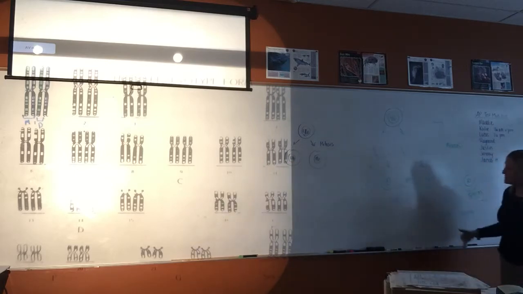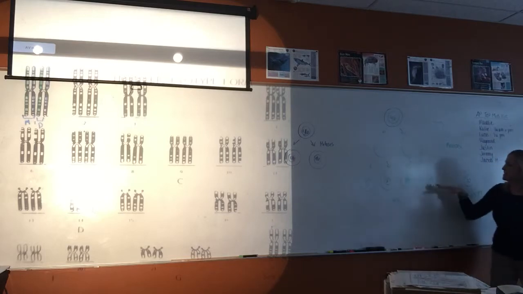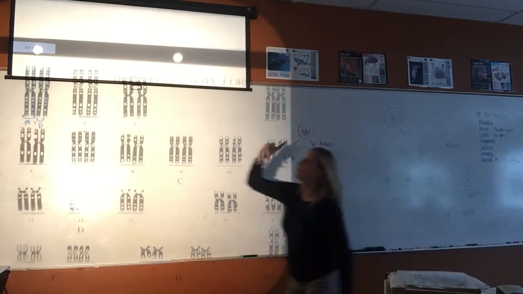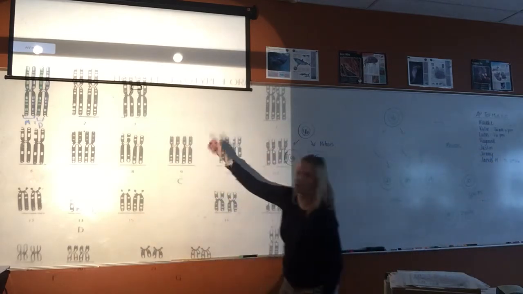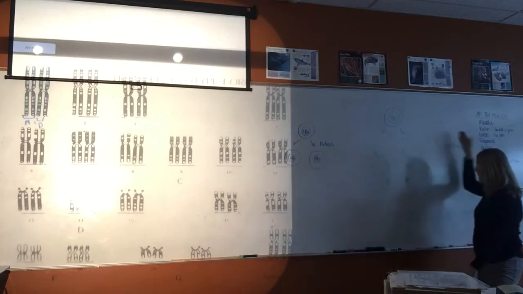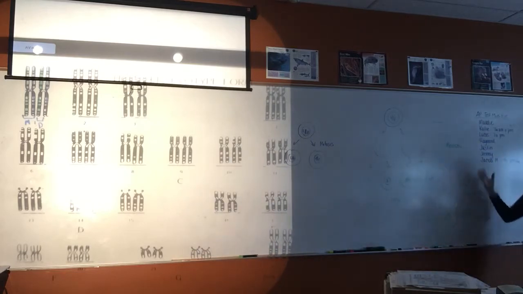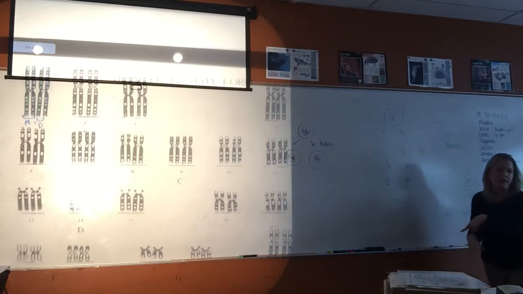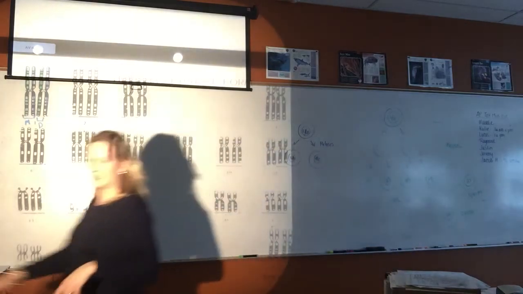And when egg and sperm cells are made, it's specifically not any 23 chromosomes. This egg cell has to have one chromosome number one, one chromosome number two, three, four, five, so that when the sperm fertilizes it, the sperm also has one chromosome number one, one chromosome number two, so that the baby has two of every kind. All right, so that's what I wanted you to understand with this.